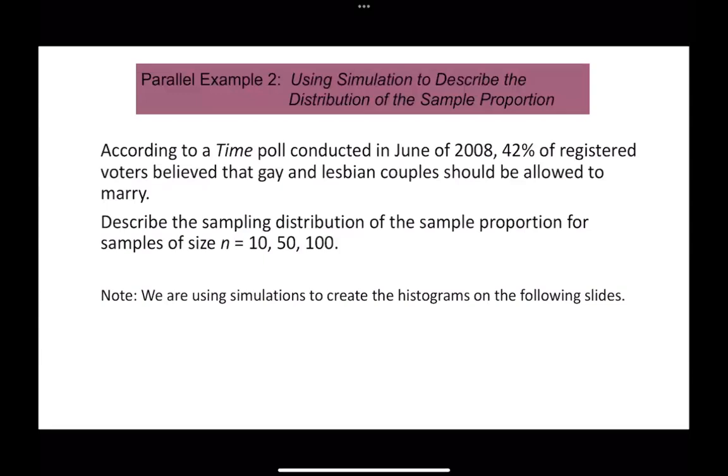So basically what we did is we take a bunch of samples of size 10, and we find the proportion of people that are successes, or that believe that gay and lesbian couples should be allowed to marry, in each of these. So we took 10 and found that proportion, and we did it again and again. We took a lot of different samples. And then we did the same thing with sample size 50. We take a bunch of samples of size 50. So that's what we're doing. So here's the first one.